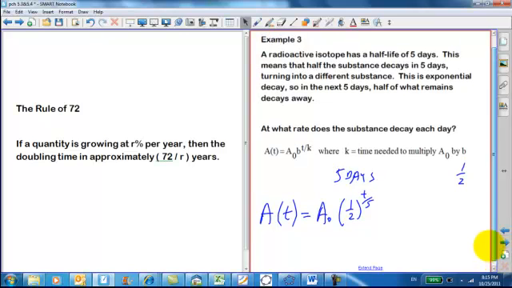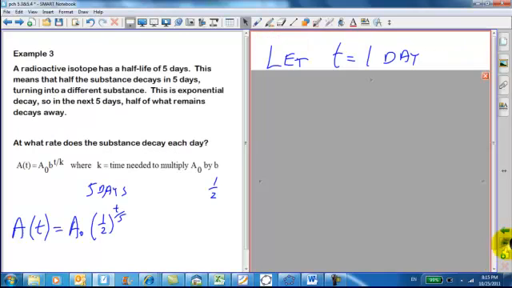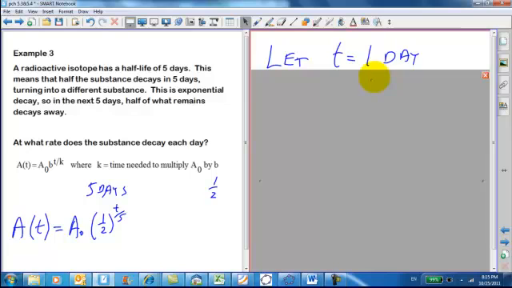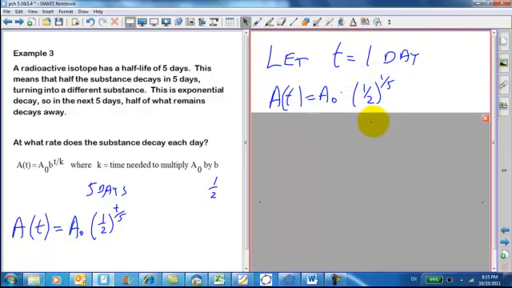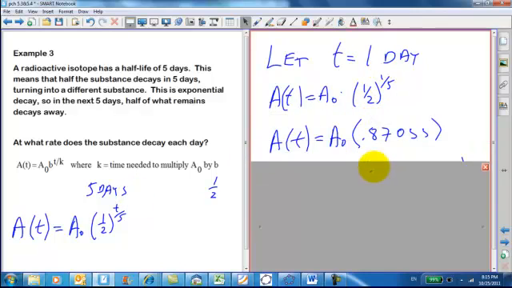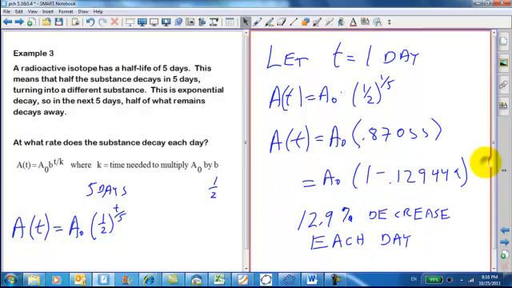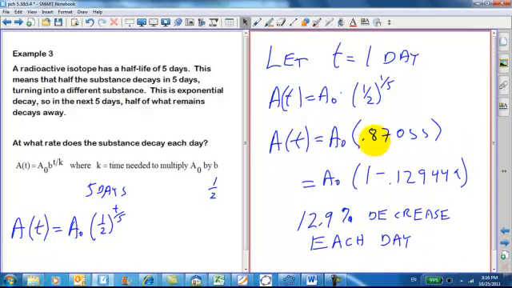So that's one form of the equation, but now we're going to use that then to come up with what happens in just 1 day. In 1 day, we put 1 in for the T, and we get a half to the 1/5, and then calculating we get 0.87055. Now to think of this as a percent, this is decreasing from 1 by 0.129, or a 12.9% decrease each day.